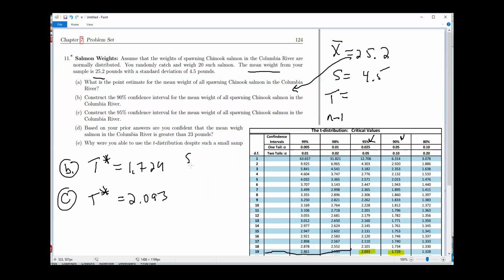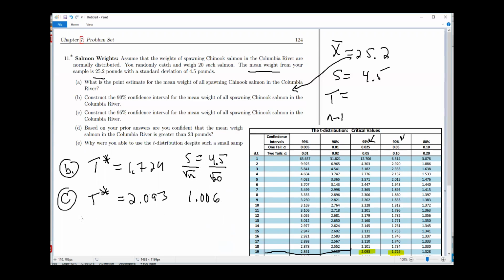So then to get our standard deviation for the sampling distribution, I know I've got to take S and divide it by the square root of the sample size. So I'm going to take 4.5 divided by the square root of 20. On my calculator, 4.5 divided by the square root of 20, I'm getting 1.006. So that's my standard deviation for the sampling distribution.